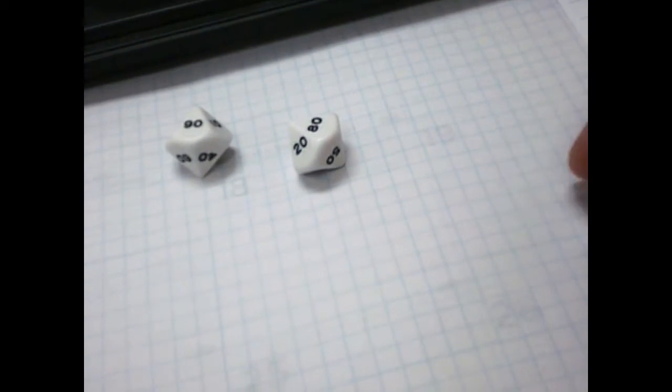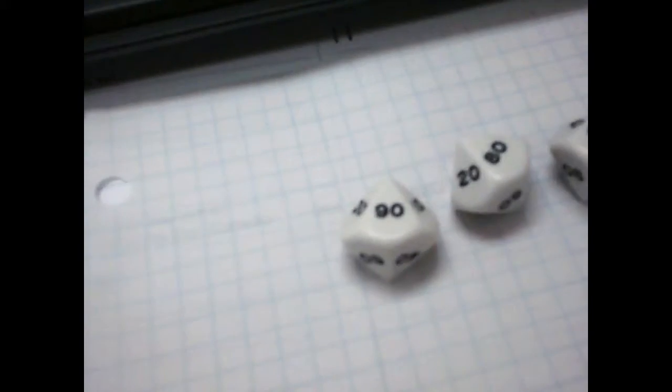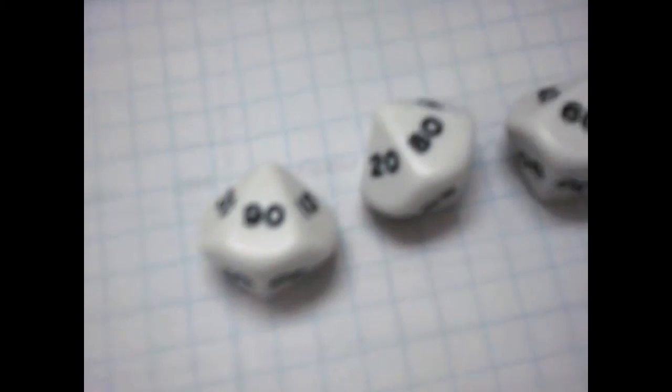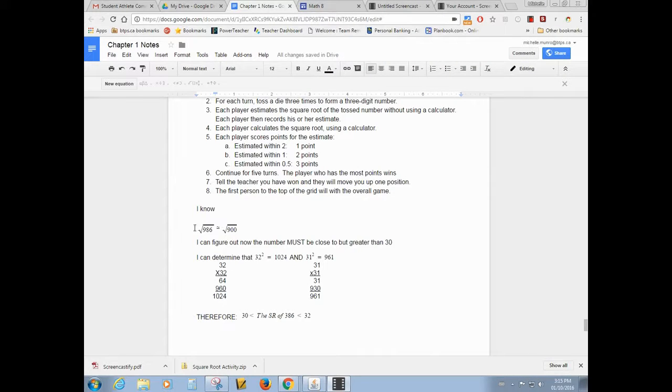Okay, so I'm going to roll the die here. And so we'll put them all in order here so that we can actually see it. And we have a 9, an 8, and a 6. So in this game, I'm going to find the square root of 986.